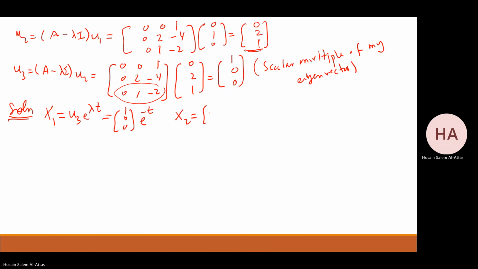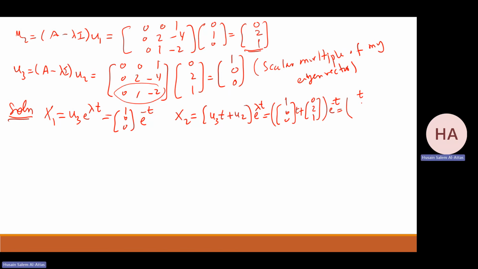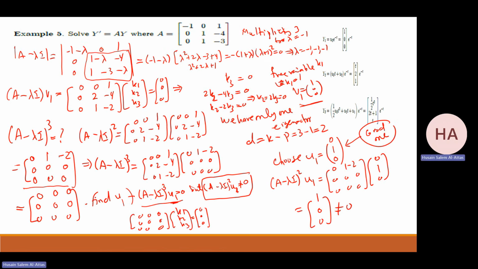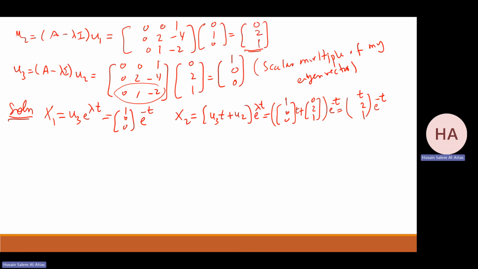X2 is U3 t plus U2, times e to the lambda t. What is U3? 1, 0, 0. U2 is 0, 2, 1. Don't forget you have t here. All of this times e to the minus t, which is equal to what? t, 2, 1 times e to the minus t, which is this one. And this is my first solution, exactly the same.